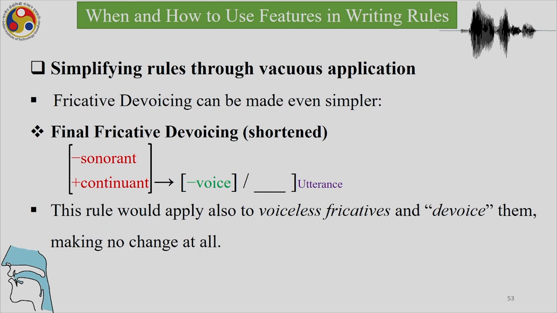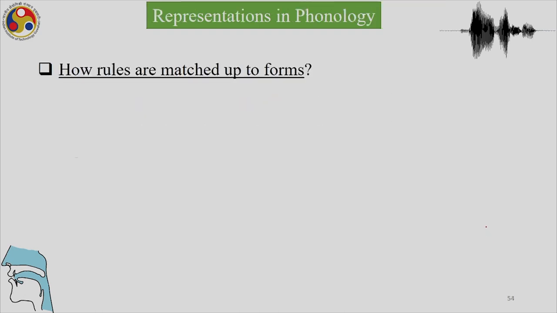So how do we make it simpler? We just say that minus sonorants become voiceless at the end of an utterance. This rule would also apply to voiceless fricatives and devoice them. So basically, we are not saying anything about the voicing of minus sonorants, because we want to show that it loses the voice. By saying this, we mean that there's no change at all for those already voiceless.